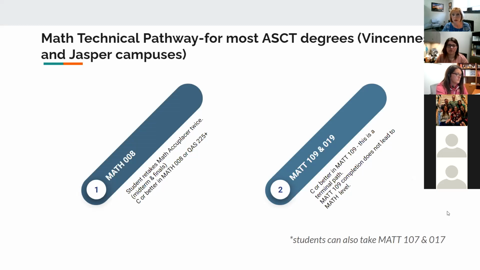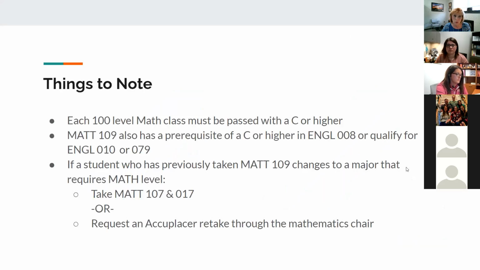But then if they decide later to go on towards a bachelor's degree, then they would be prepped and ready for that MATH level. So just something to pay attention to, and maybe have that discussion with the student when you're talking with them. Things to note about the ASCT degrees: these classes, again, need to be passed with a C or higher.